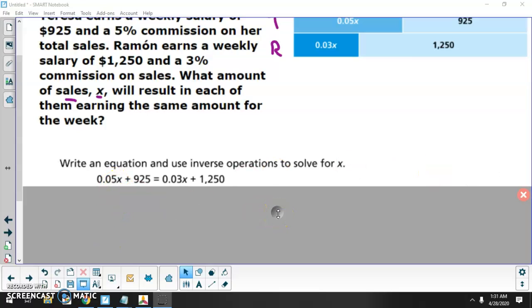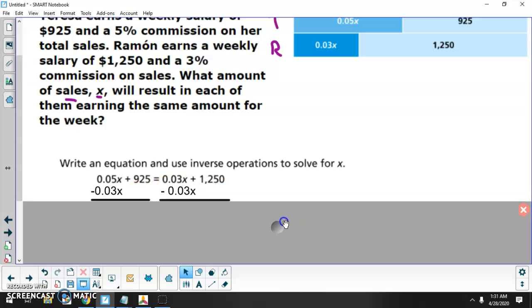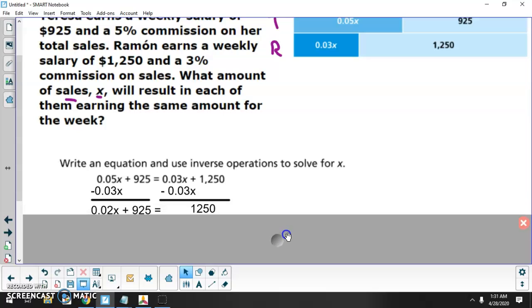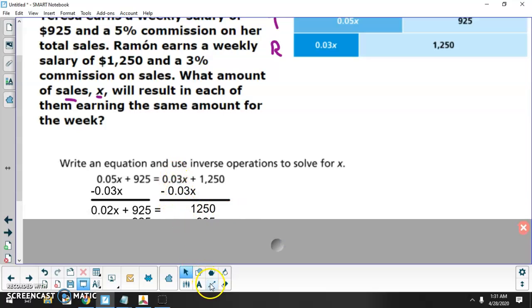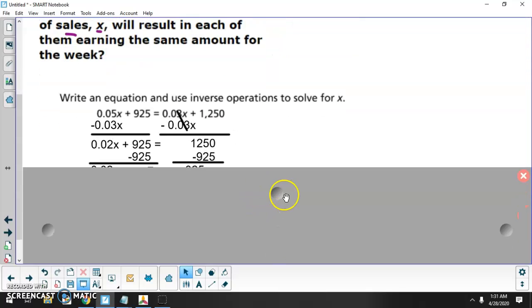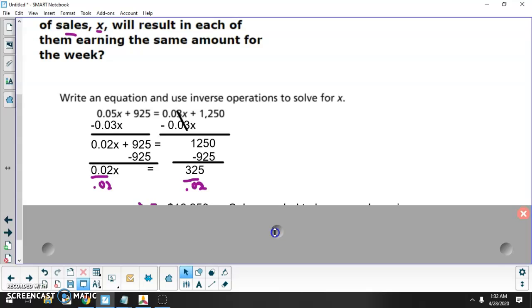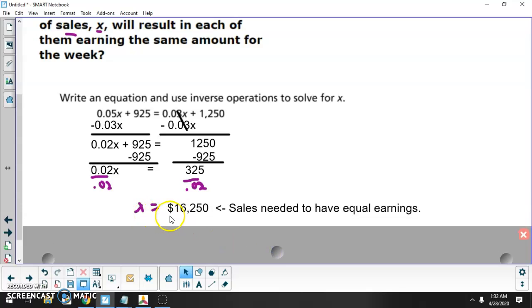So what are we going to do first? We want to move the x term from one side to the other side. I subtracted the 0.03x to avoid the negative. So this term here would cancel on the right side. Next, I'm going to do the two-step: subtract 925 from both sides, then divide by 0.02. And I get x is equal to $16,250. So that would be the amount of sales they would need to both earn the same.